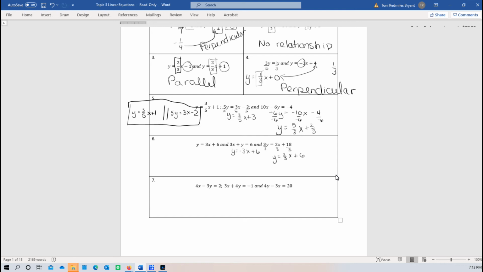The other thing I need to look at is, is there a relationship with these two slopes? Well, this one has a negative but not reciprocal, and this one has a positive. Because of that, there are no relationships in this one. None whatsoever.